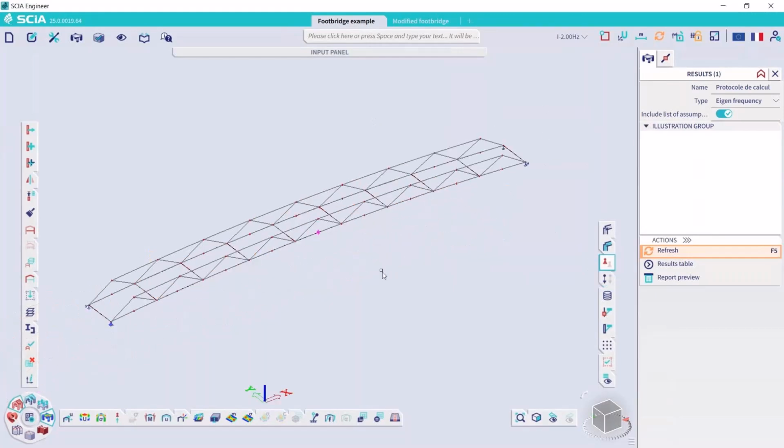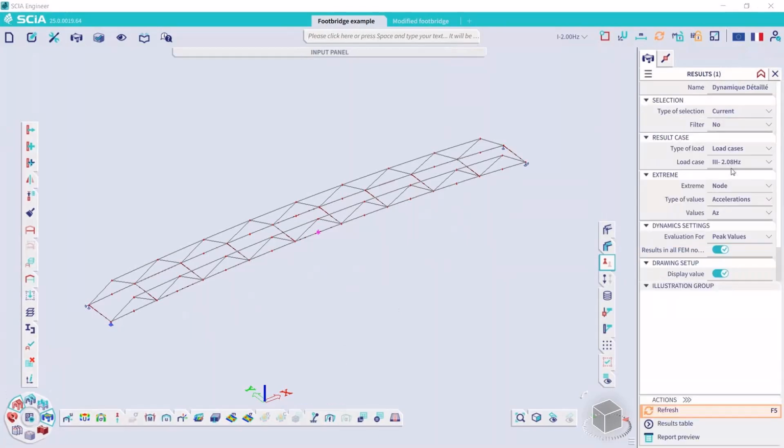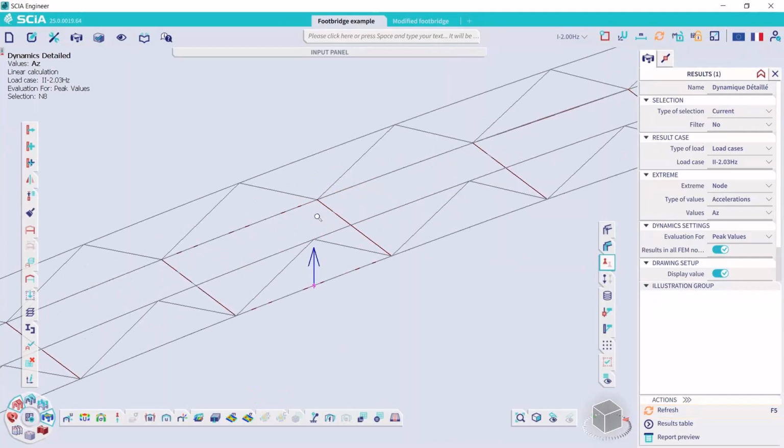If you look now at the detailed results, we can see the acceleration for class 2, which should be 3.92, and for class 1, it will be even bigger, it's 9.42. So of course, for both cases, we fall outside the limits of the comfort level required.